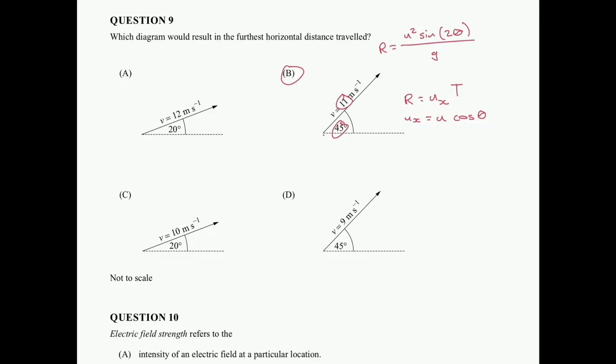Okay, another formula that you need to figure out, so I'm going to underline it. We've decided what the ux is equal to for our range. Our t, on the other hand, time, is going to come from a different equation.